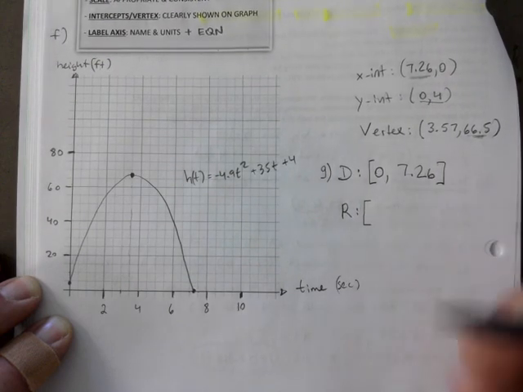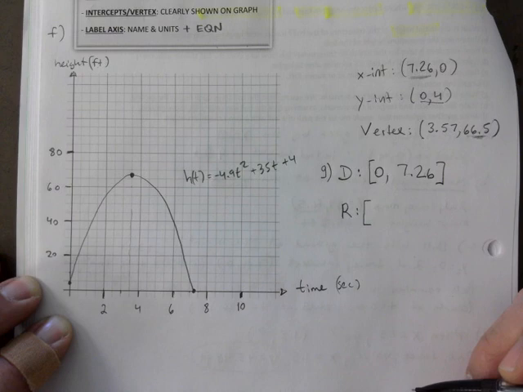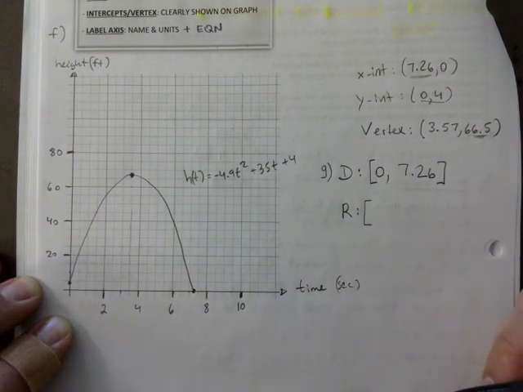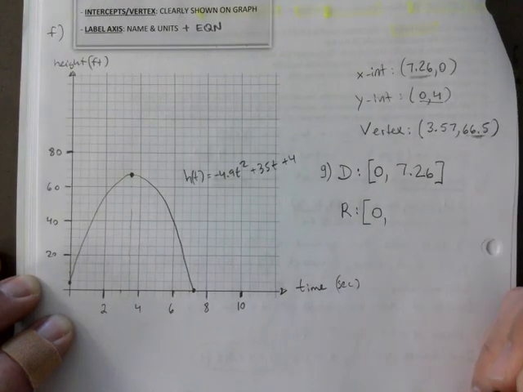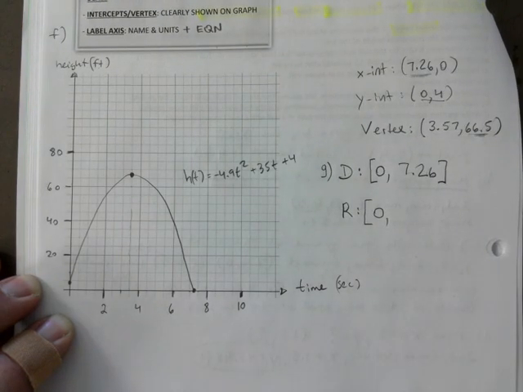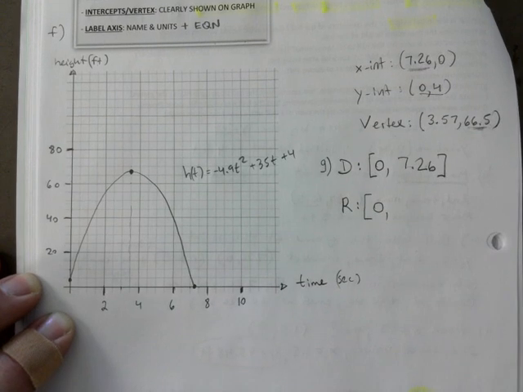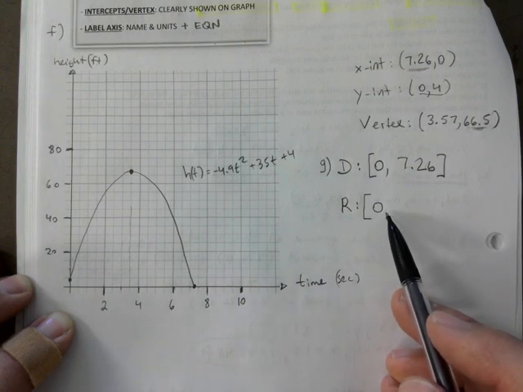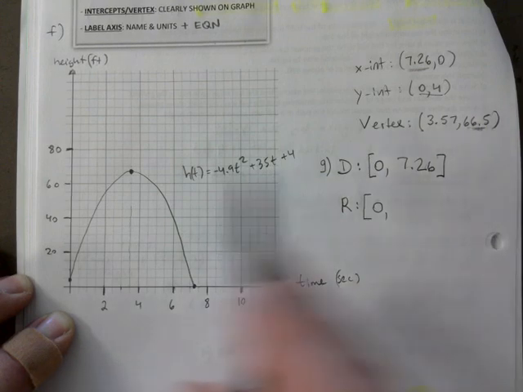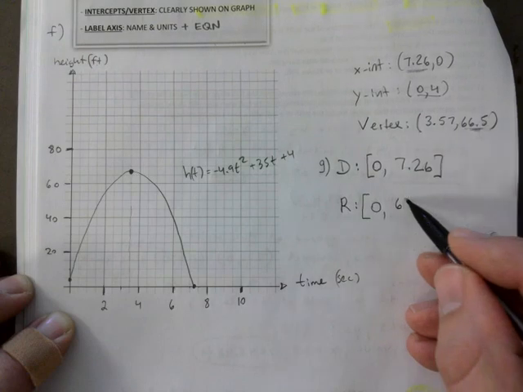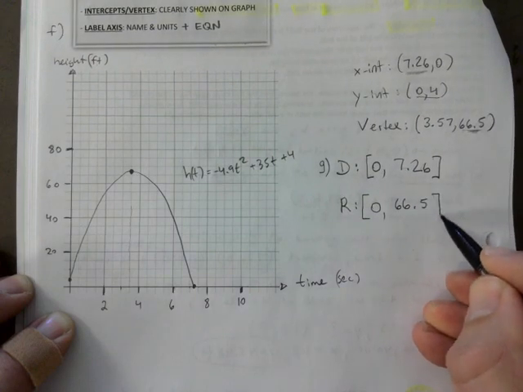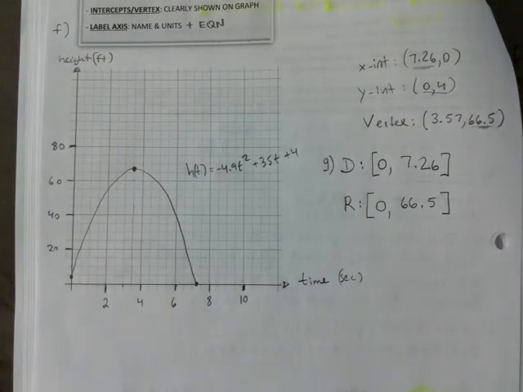My range, what's the lowest, smallest y value? It hits the ground, right? So it's 0. We're assuming that it's not going to go underground, right? Obviously it's a baseball, but if it does go underground, we would tell you that, right? 0 all the way to the highest point you ever reach, which is the vertex in this case. So that'd be 66.5 feet. So there you have your domain and range.